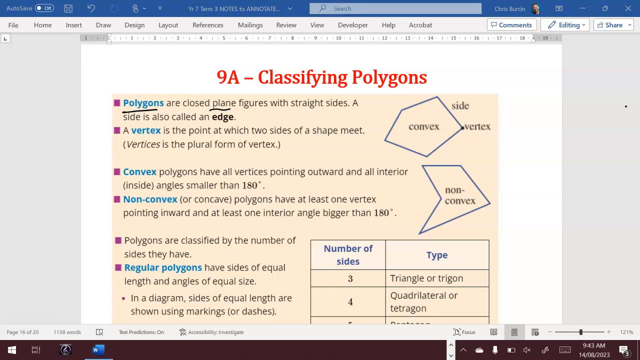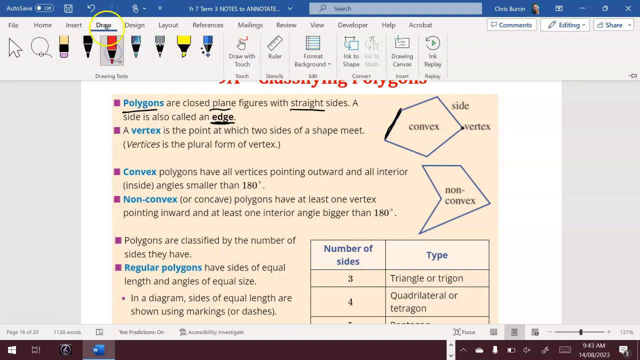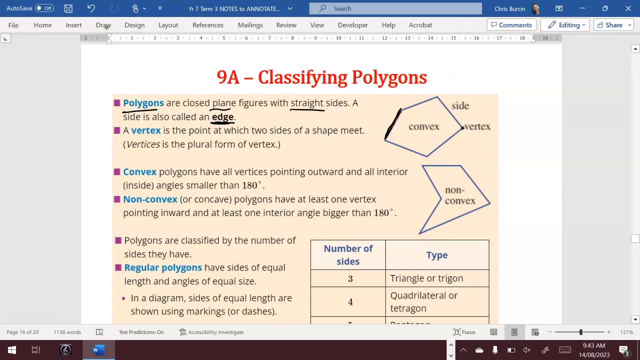And what about the sides? They are straight. There are no curves involved in a polygon. That's interesting, isn't it? And each straight side is called an edge, and we need to know that word edge. This is an edge. Maybe I'll make it red. That's an edge. So each of those sides, we're not going to call them sides anymore. We're going to call them edges.